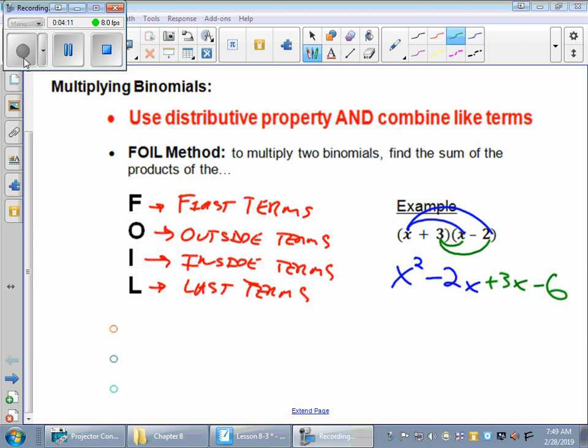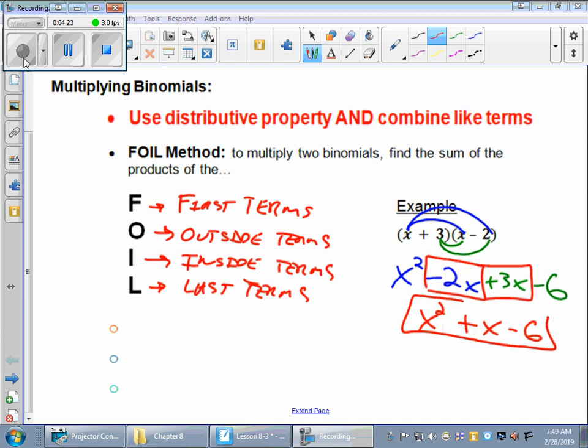So you end up getting the same answer because when we combine like terms, same thing, we're going to get a positive x here, and then we can bring the x squared and negative 6 down to have our answer x squared plus x minus 6 again. But FOIL just kind of gives us an idea of how to do it, and make sure that you have multiplied every number, first, outer, inner, last.